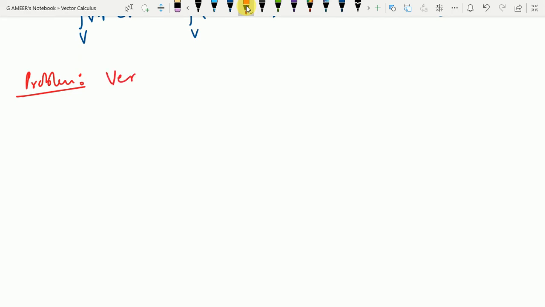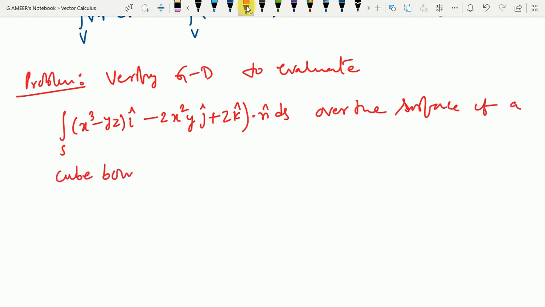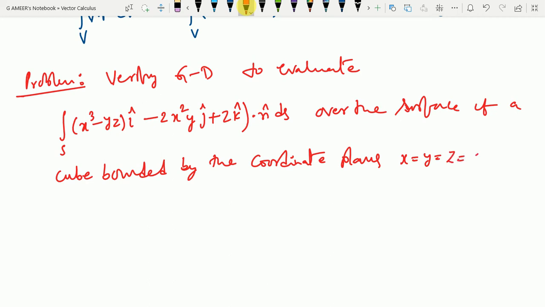Verify Gauss divergence theorem to evaluate the surface integration of (x cube minus yz) i cap minus 2x square y j cap plus z k cap, dot n cap dS over the surface of a cube bounded by the coordinate planes x equal to y equal to z equal to a.